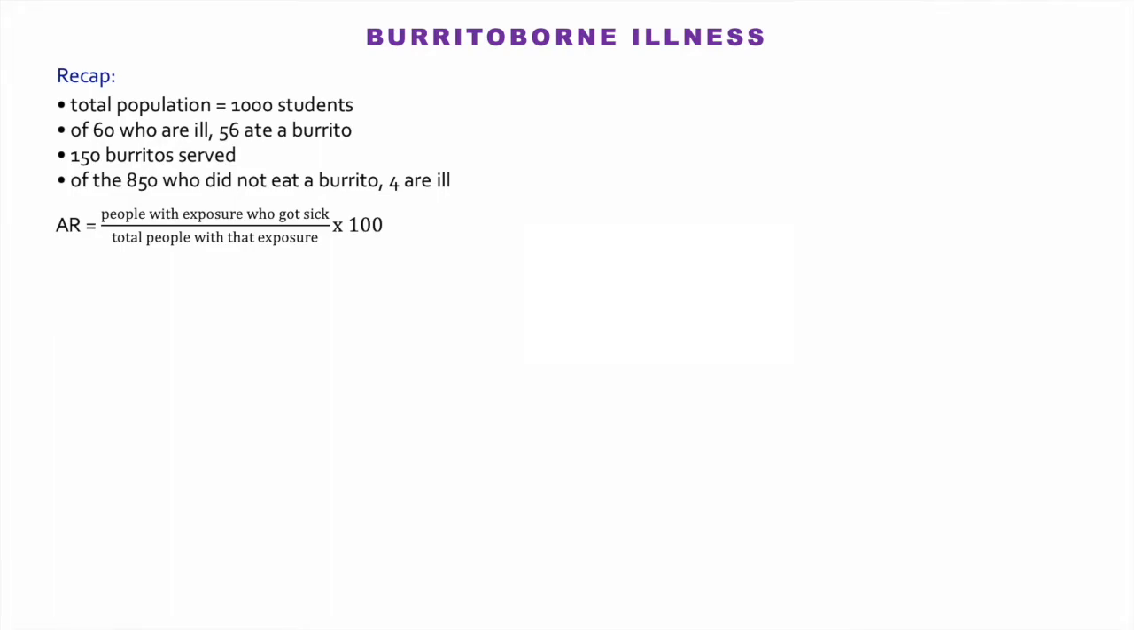So if we wanted to calculate the attack rate for a burrito overall rather than for specific ingredients, we would divide the 56 students who ate a burrito who got sick by the total students who ate a burrito to get an attack rate of 37%.